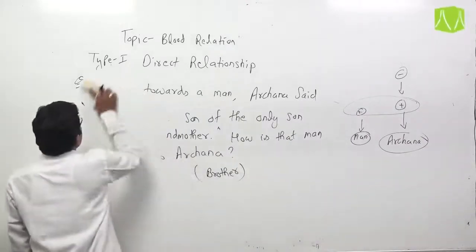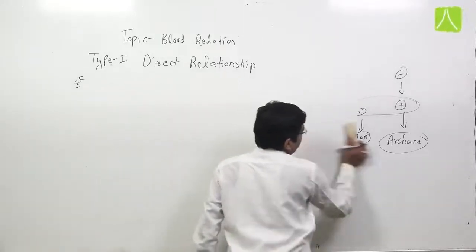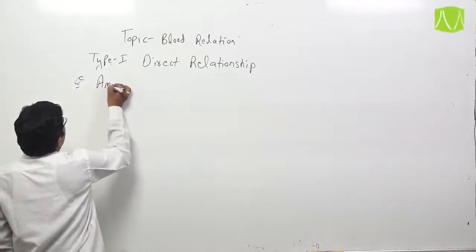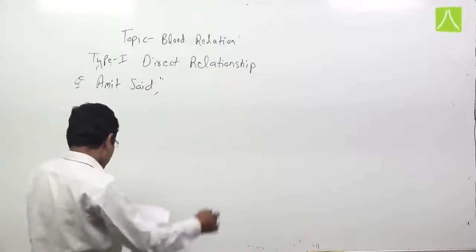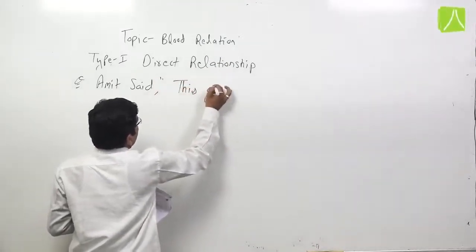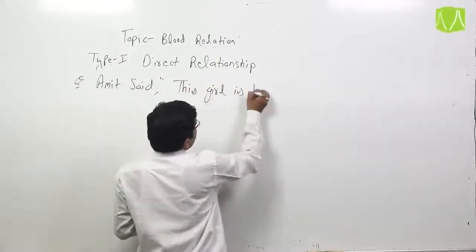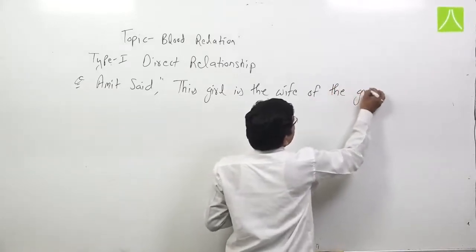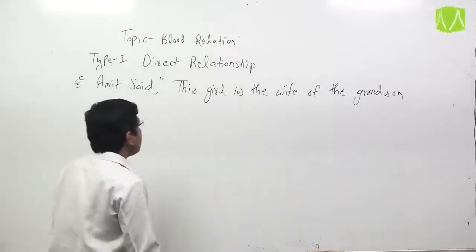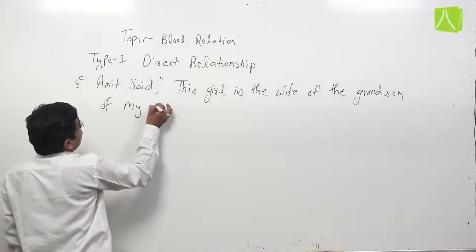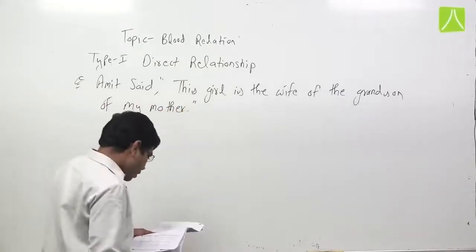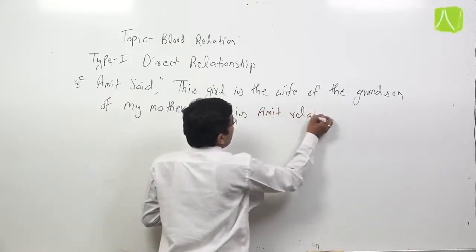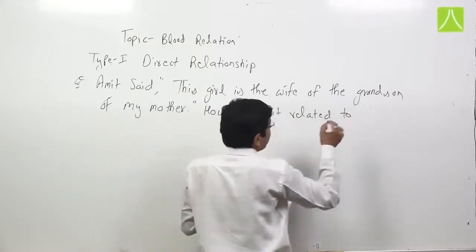Take further examples. Suppose the question is: Amit said, this girl is the wife of the grandson of my mother. How is Amit related to the girl?